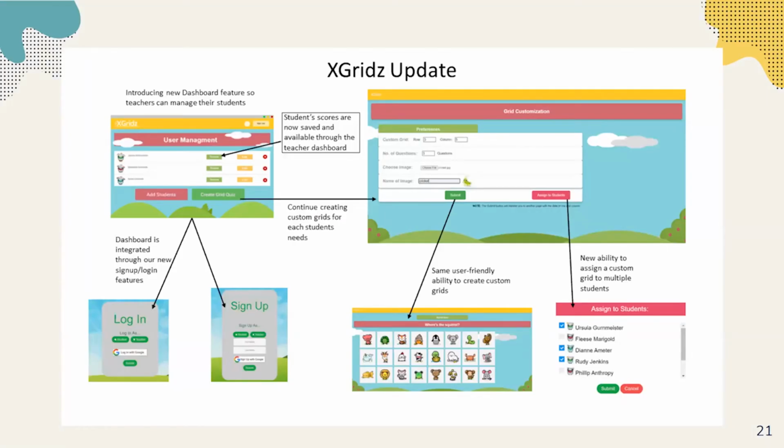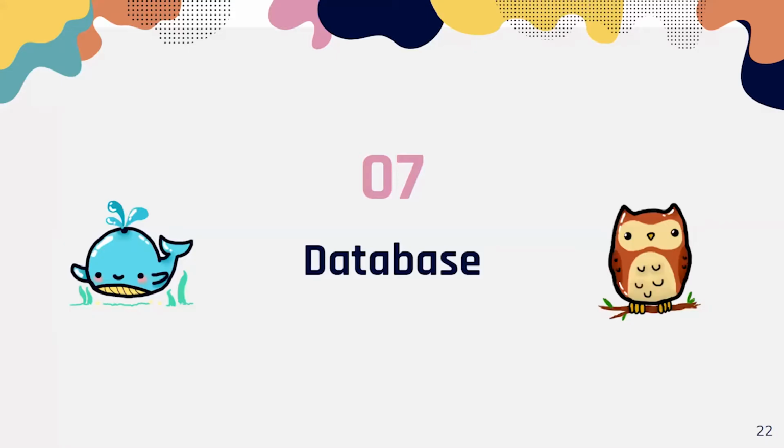Here is a visualization of those implementations I just talked about. As you can see, that is our new dashboard feature displayed in the upper left-hand corner. And our new dashboard feature is integrated through our new login and sign-up pages, which you'll see some snippets of on the bottom left of the slide. And if you look back at the dashboard, you'll also notice that the student scores are available to view for the teacher. And lastly, as you can see in the image in the upper right-hand corner, when creating the grid, we will now have the ability to assign one to multiple students that are in the teacher dashboard. Next, I'm going to talk about our database.